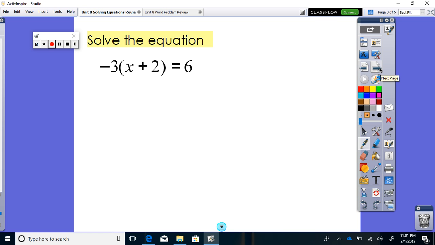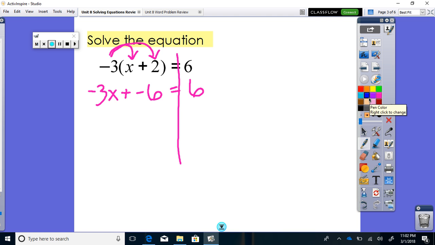Now I'm going to do an example that involves the distributive property. The distributive property is when you have a coefficient in front of a group or a parenthesis. You have a quantity here, -3 times the quantity of x plus 2. So your first step is going to be to distribute that -3. So first you take the -3 times the x and you get -3x. Then you take the -3 times the +2 and you're going to get -6. And that equals 6.